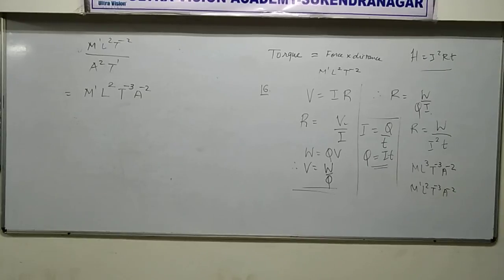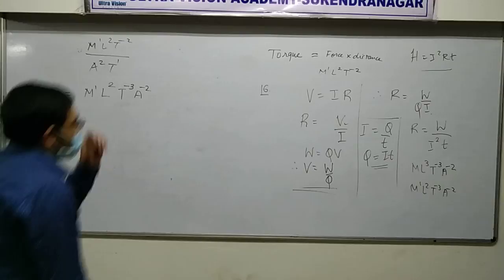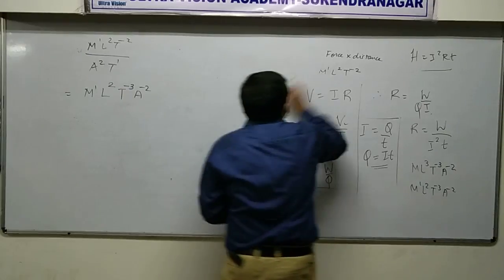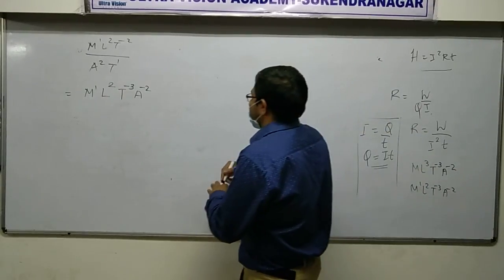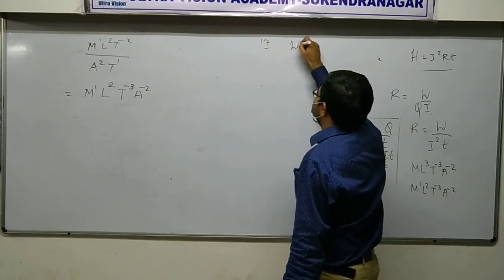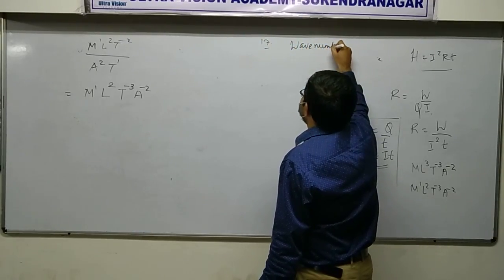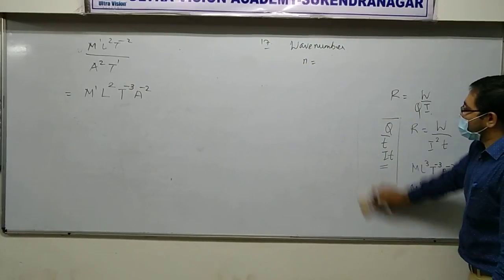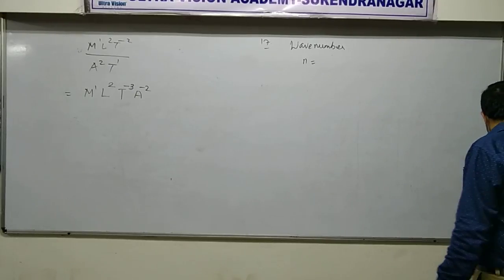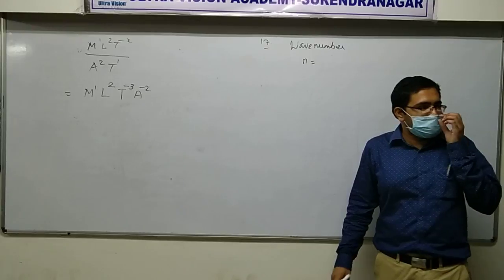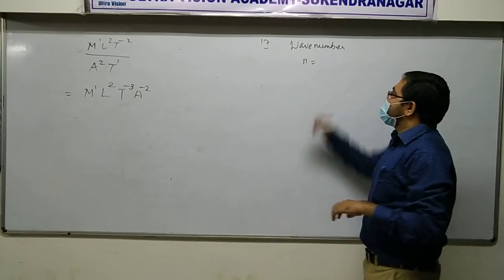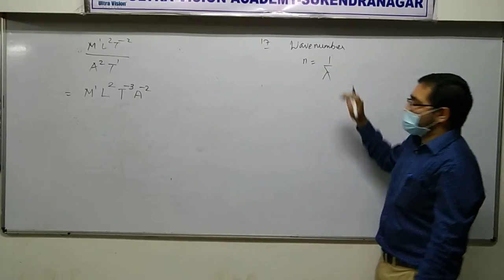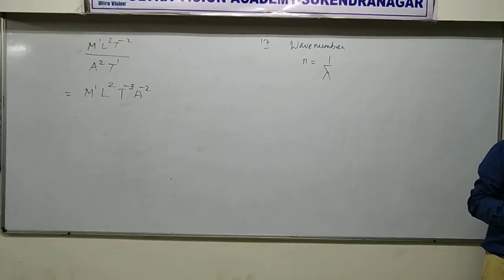Seventeen. Wave number. Shall I raise it? So the 17th question is about wave number. Now, possible you might be knowing what is wave number, or possible you don't know. Anyone knows what's wave number? No problem. Wave number is reciprocal. Reciprocal means inverse of wavelength. Wave number is reciprocal or inverse of wavelength.